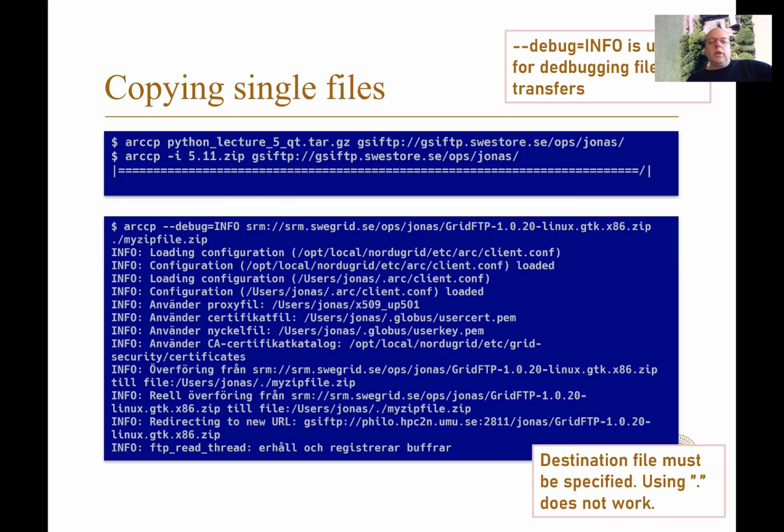So this is a typical example here. You type arccp and then you type your file name and then where you want it to go. So in this case, gsiftp, swestore, ops, Jonas. And then there's also an option to provide an interactive progress bar to see how far it has transferred files. As this is a complicated protocol, you can also add debug here to see the progress in more detail, what is happening, authentication and stuff like that.